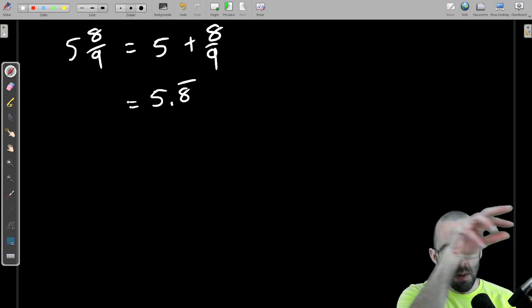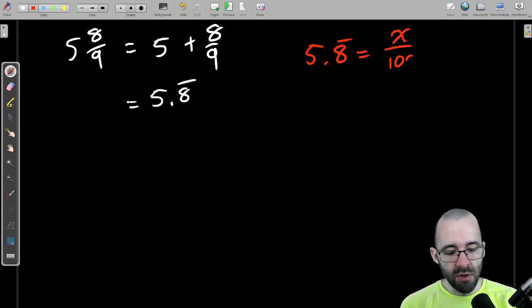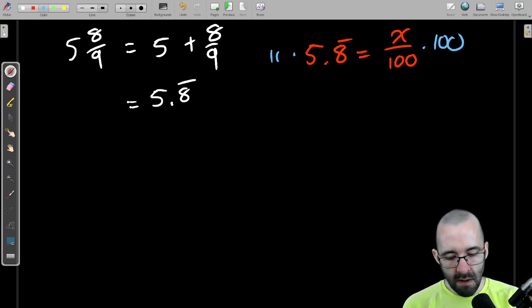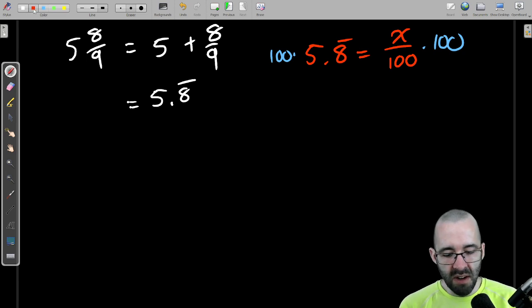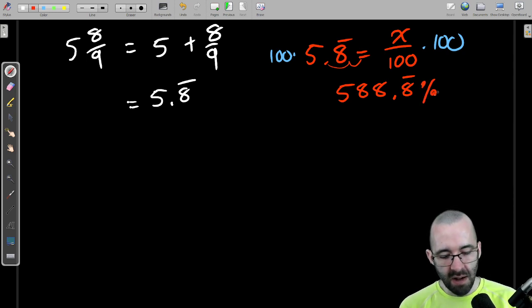So how do we convert this to a percent? We go backwards. 5.8 repeating is what out of 100? Well, we multiply both sides by 100. Or just move the decimal place twice, depending on how you want to think about it. Move the decimal place twice. 588.8 repeating percent is going to be our answer.